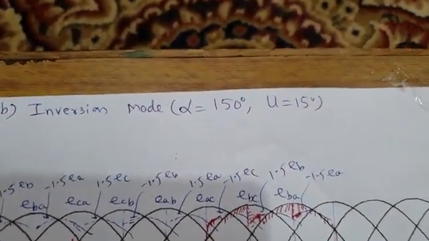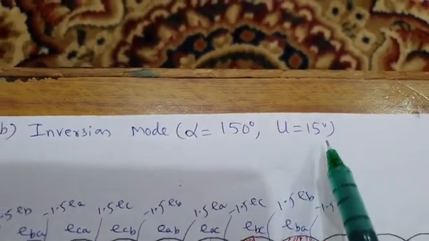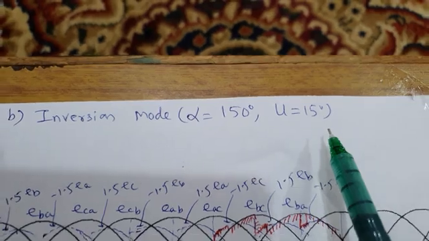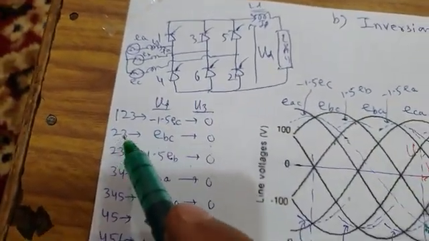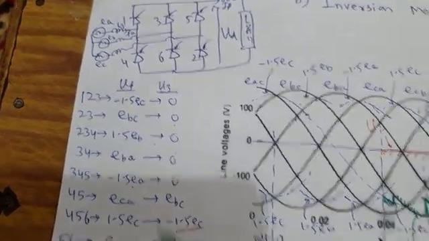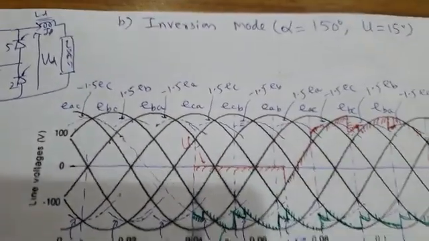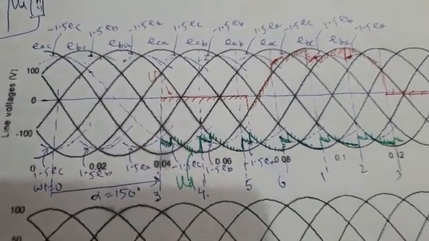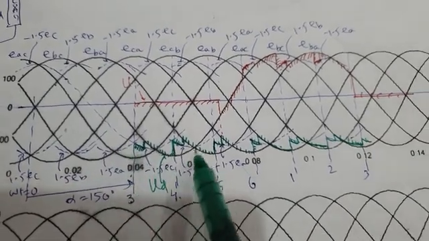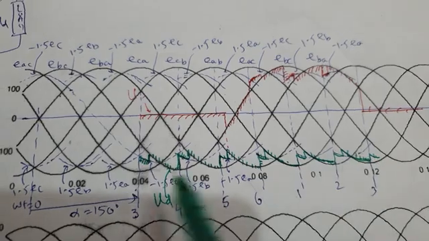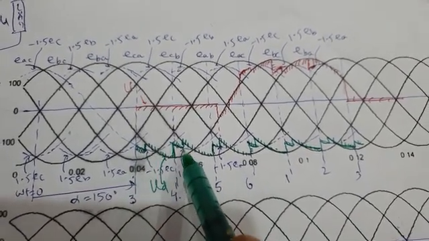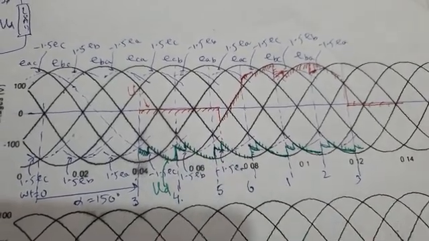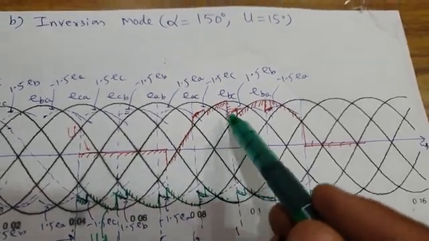And next we have drawn the waveform for inversion mode of operation, alpha 150 degrees and U same 15 degrees. So we again get 2 and 3 value conduction. So this is 3 value conduction followed by 2 value conduction, then 3, 2 and so on. And using this table, we have drawn the load voltage waveform. Since we are operating the converter in inversion mode of operation, this is the load voltage waveform. Minus 1.5 times some phase voltage and then line voltage, then 1.5 times some phase voltage and line voltage. Okay, and voltage across value 3 is this red color.